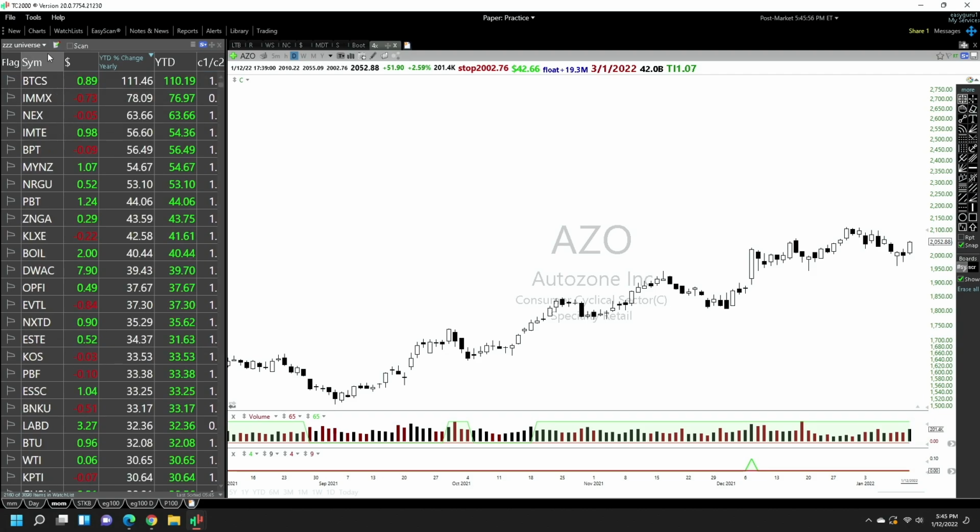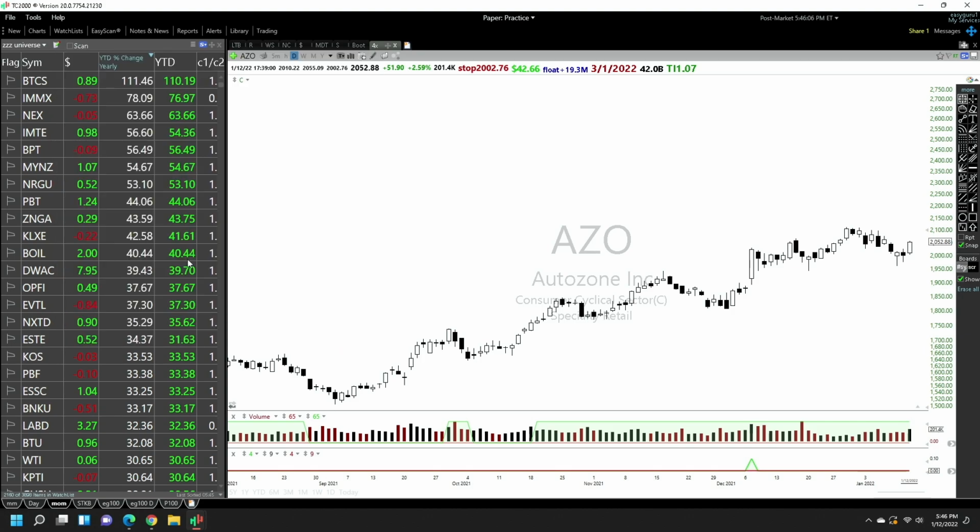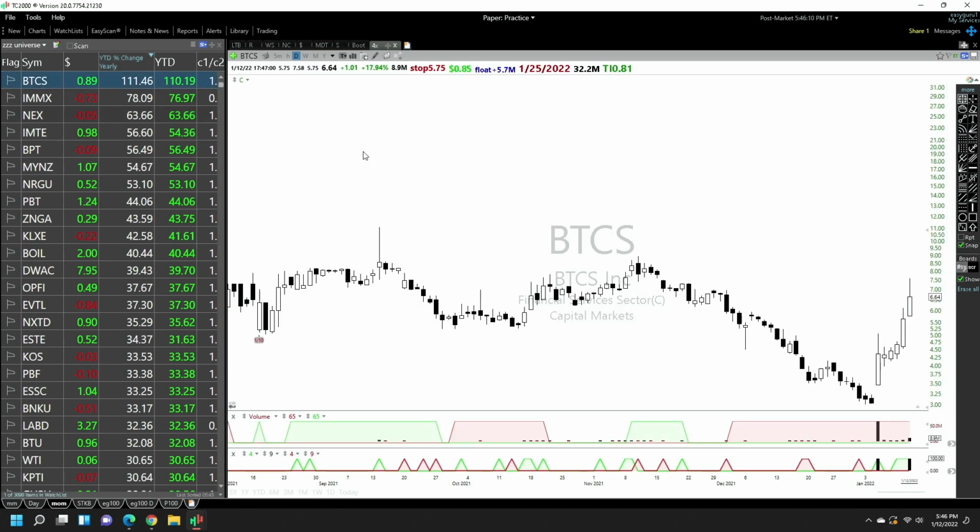This is a list of stocks which I created, which are all US common stocks, American depository receipts, and exchange traded funds, and they have 100,000 liquidity and price above about $3. I sorted it by this particular price percent change. So you will see for this year, from the first day of the year, this stock BTCS has made a 110% move, right? So it's the strongest stock in the market.